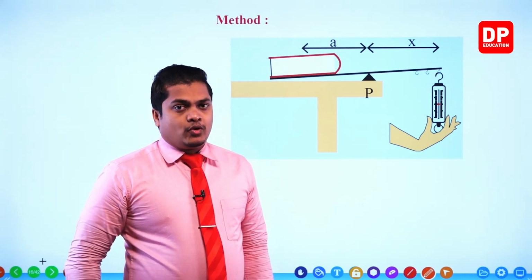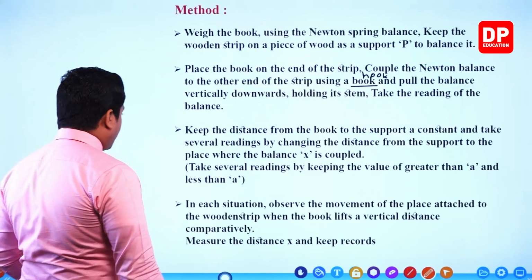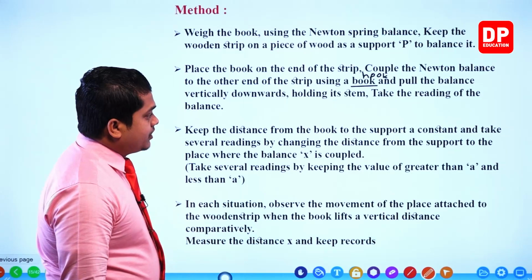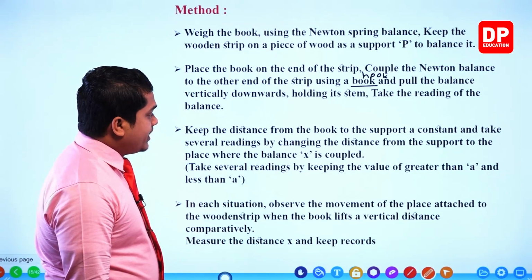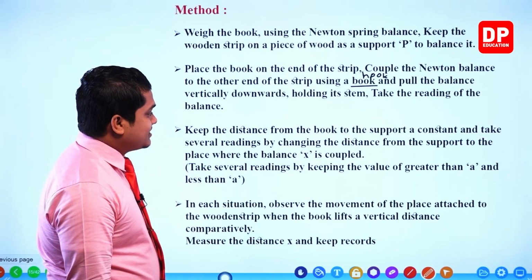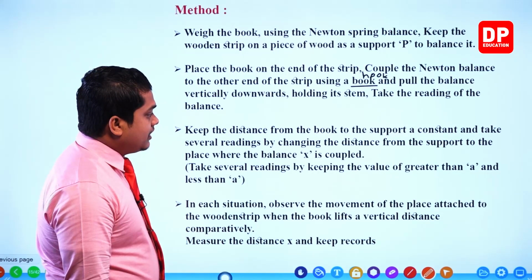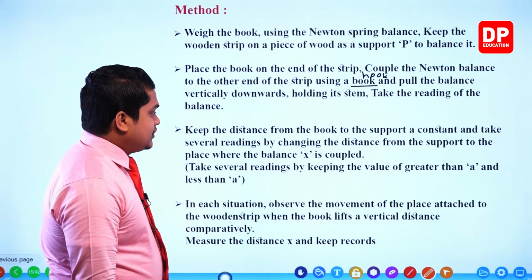Okay. So I hope that you got the idea. So let's head on to see the method once again. The next point: keep the distance from the book to the support constant and take several readings by changing the distance from the support to the place where the balance is coupled. Take several readings by keeping the value of x greater than a and less than a.